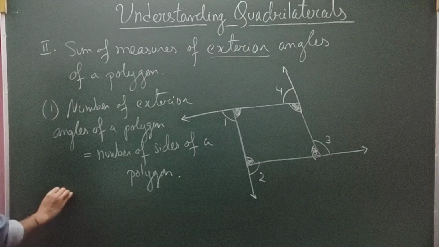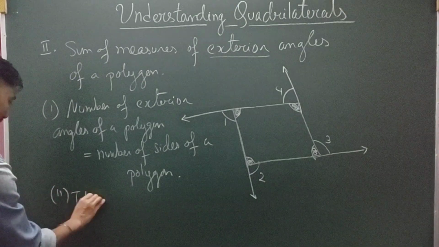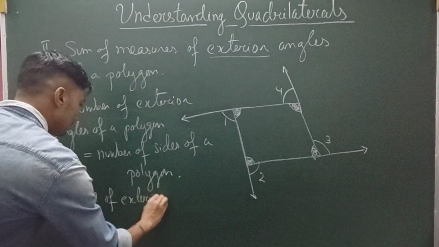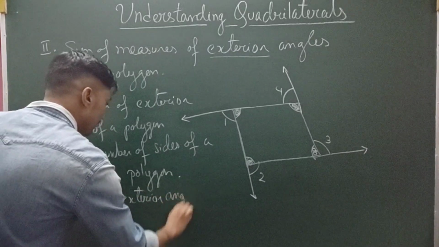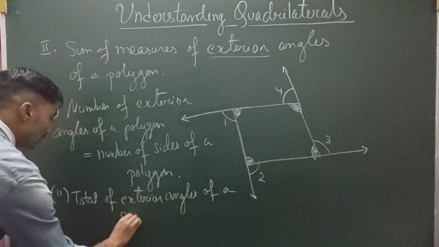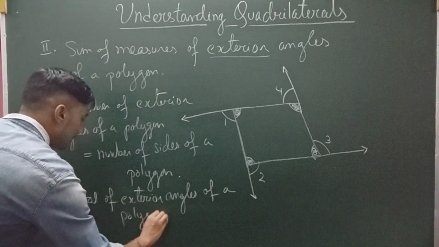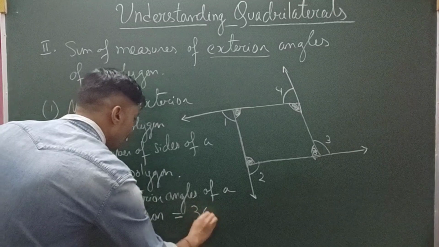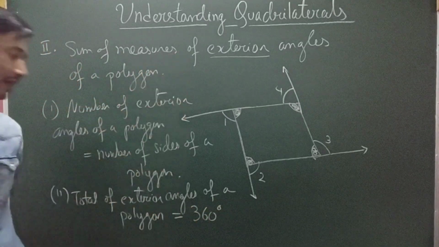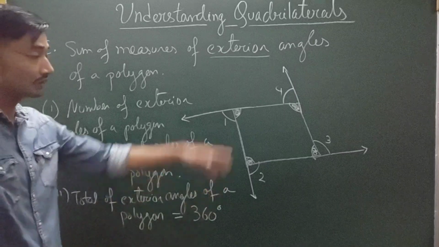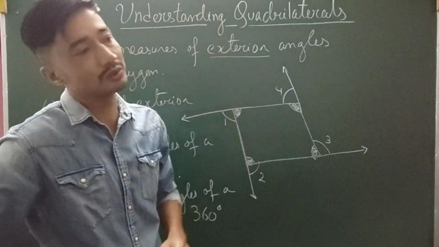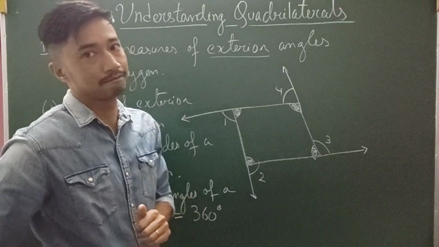Second, what will be the total of exterior angles of a polygon? Here there is no formula, it is fixed. It is always, forever and ever, 360 degrees. Even if you have 5 exterior angles, 360 degrees. If you have 10 exterior angles, the total will be only 360 degrees.